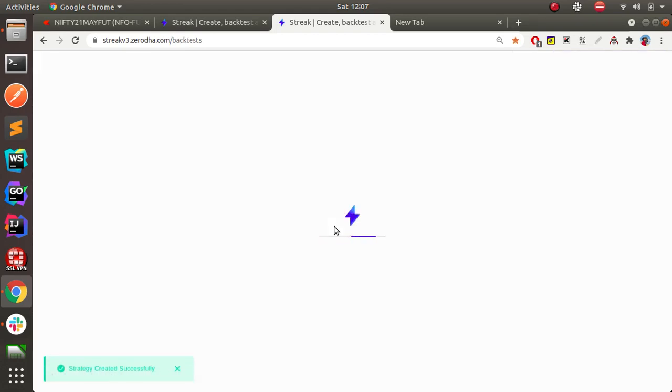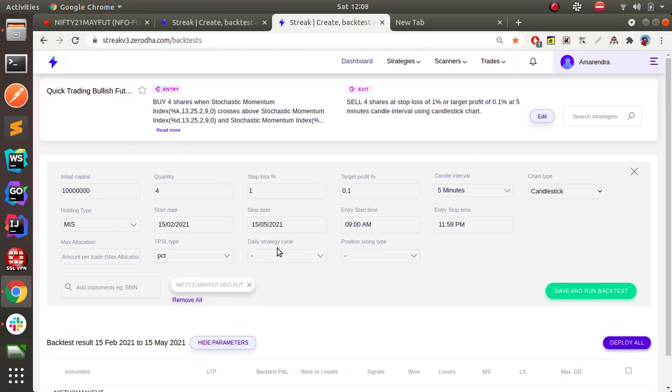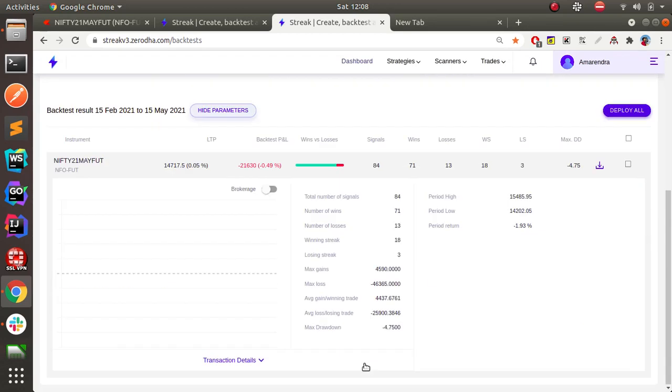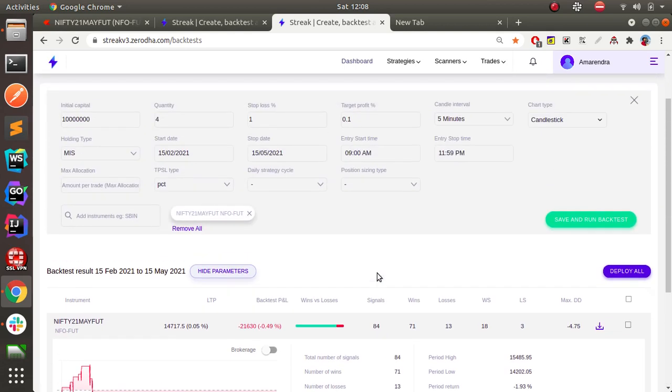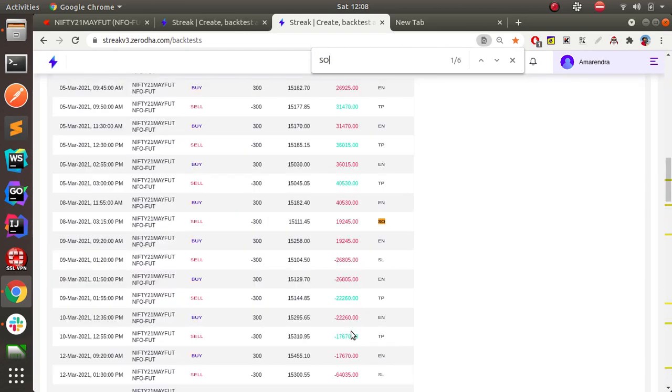Okay, so for now if we see the results, it resulted in negative. Now we need to optimize it, to see how to make it positive. If you see, the wins are good but the losses are more. The loss value is high, 46,000 is the loss you need to bear, and the gain is only 4,500. Now we need to see how we can fix this. Let's see how many square offs are happening.